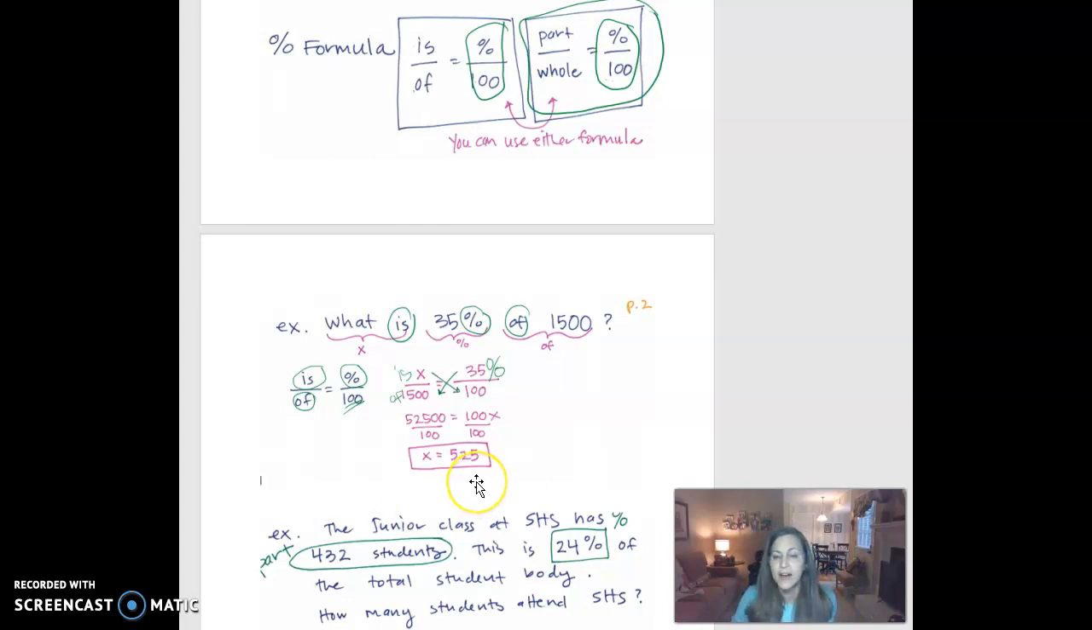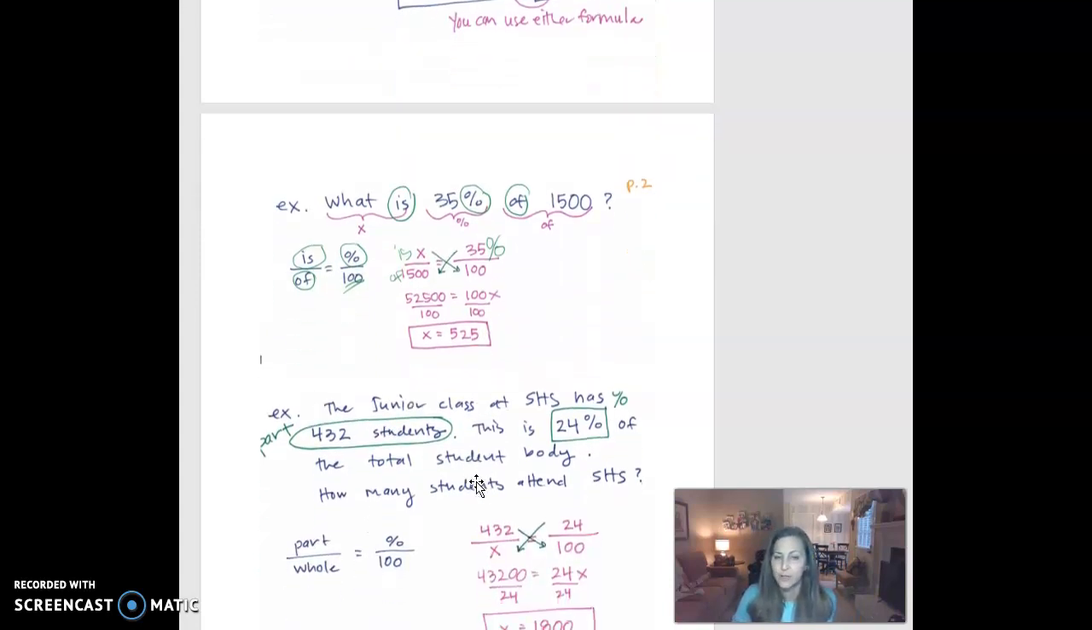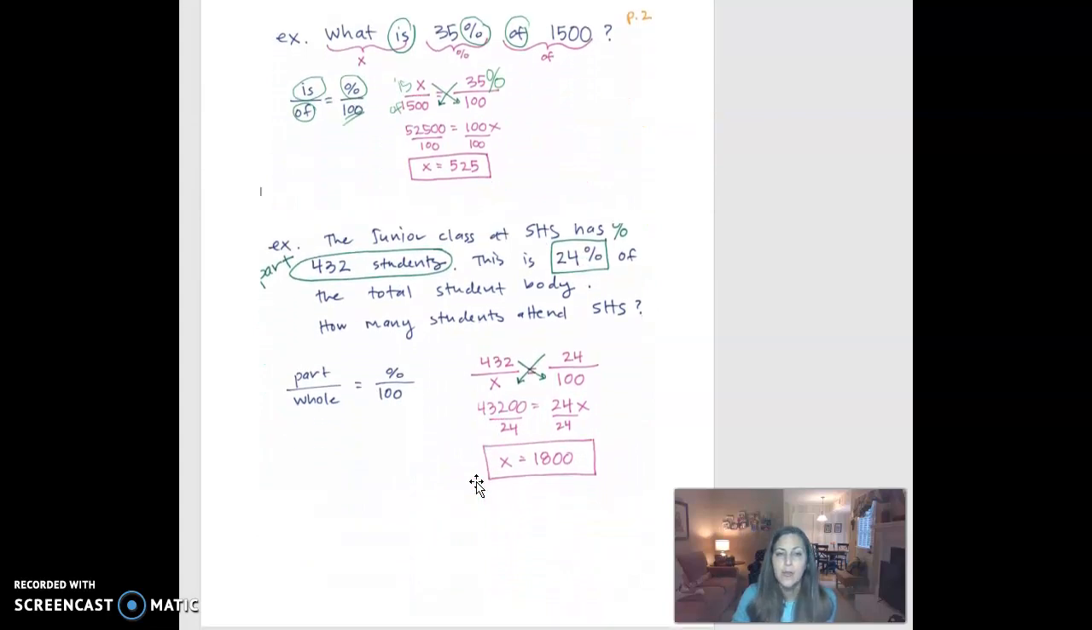Moving on, the answer there is 525. You didn't have to round on that particular problem. The last example we're going to do today is an actual word problem. The junior class at Skyline High School has 432 students. This is 24% of the total student body. How many students attend Skyline High School?